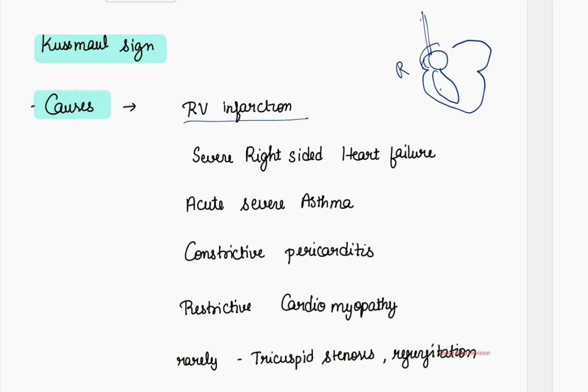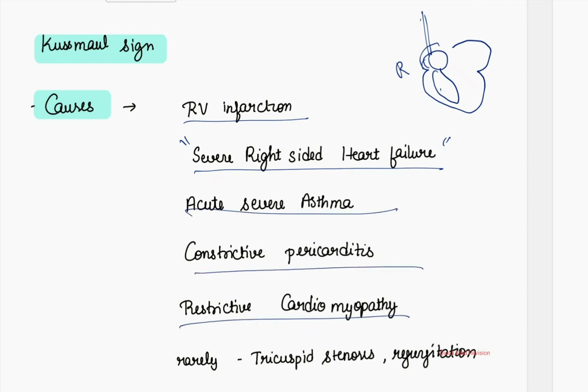So right ventricular infarction, severe right-sided heart failure. Without fail, do remember severe right-sided heart failure. In right-sided heart failure, one of the main signs is Kussmaul sign. Then we have acute severe asthma, constrictive pericarditis, restrictive cardiomyopathy, and rarely tricuspid stenosis and regurgitation.